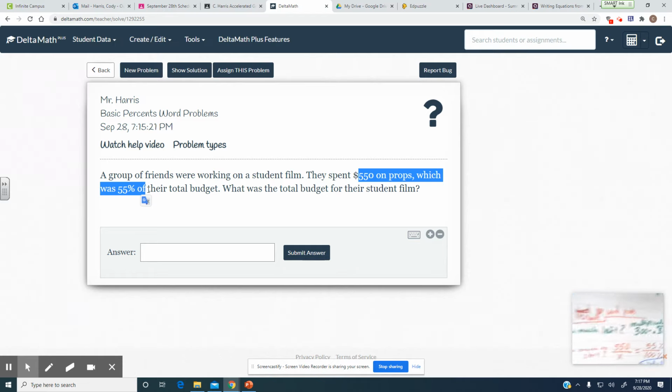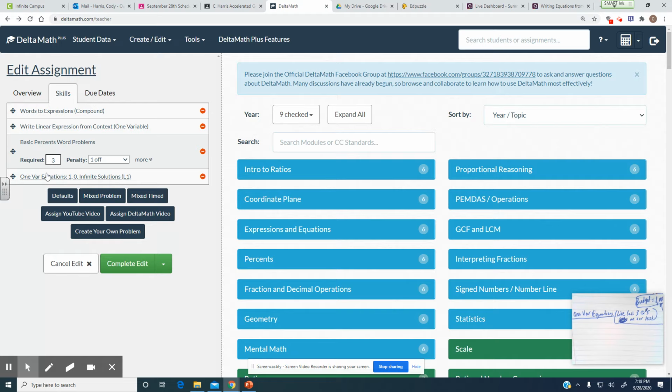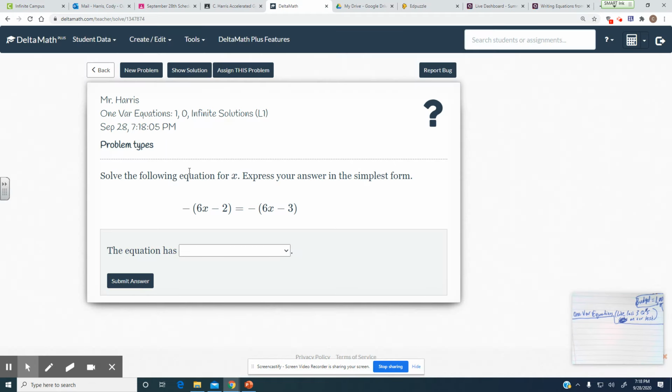And then I will do just one problem with you guys on one variable equations. Let me just fix the camera real quick. I'll do one example with you on one variable equations. Let's back out. Okay, let's look at the one we have on screen here.